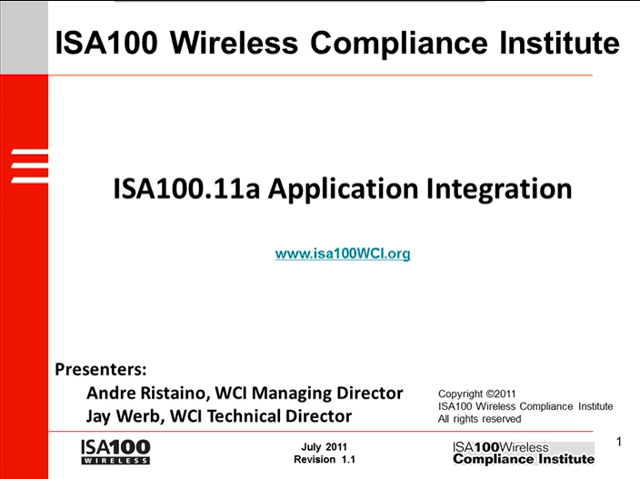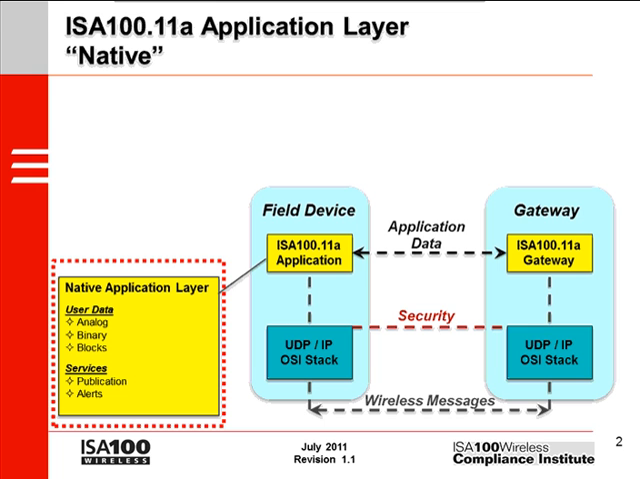Sure, Andre. Thank you. I could do that. Well, my name is Jay Werb, and let's see if we can cover the entire application framework in just a few minutes. Then we can spend the rest of our time today going into more detail. This first diagram shows the ISA100 standard from an application point of view. The entire ISA100 communication stack is shown as a simple UDP connection. This connection provides a secure connection between the field device and the gateway.